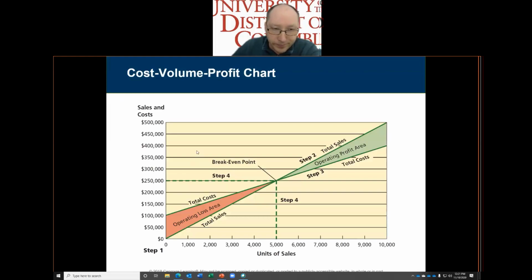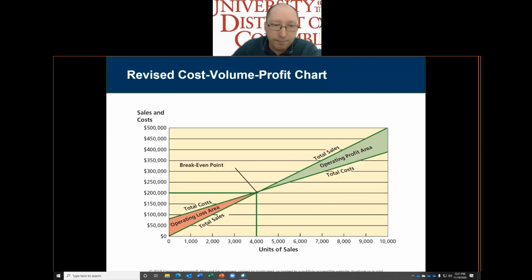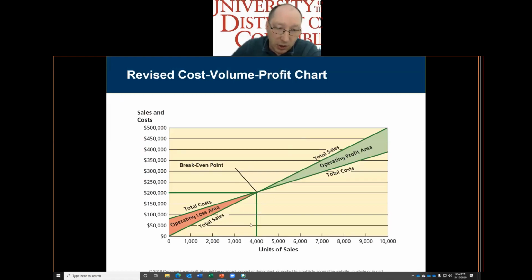Here's how it looks graphically. Now we see that we need to sell 5,000 units to get a total sales and costs of $250,000 in order to break even for this particular product. Remember, the break-even point is where your sales equals your total cost. Sales equals total cost equals your break-even point. Okay, we're almost there. This is a revised situation. We reduced our total fixed cost by 20,000 somehow, whatever. So therefore, your break-even point is going to be lower. You need to sell 4,000 units at 200,000 in order to break even in this revised.